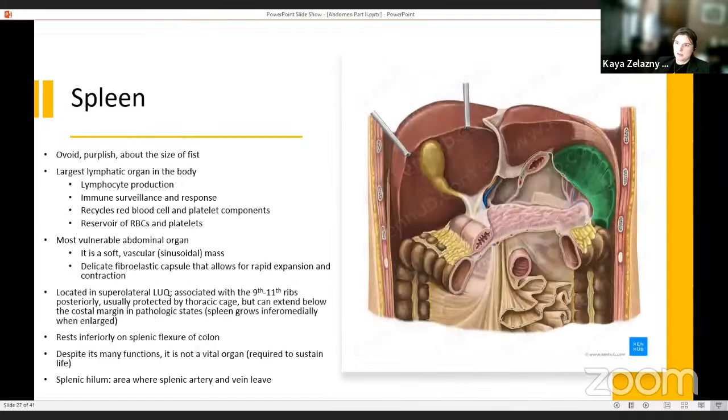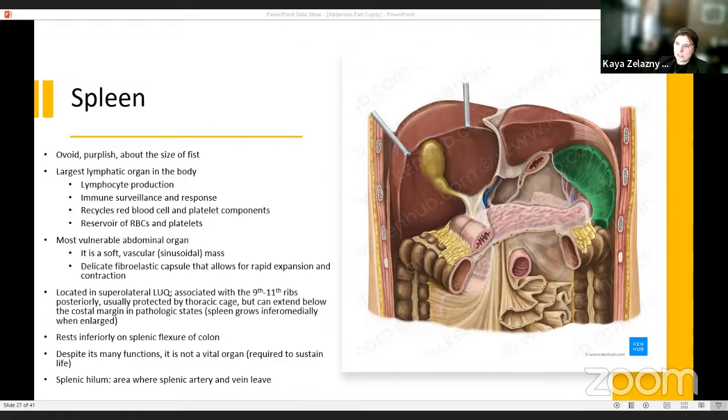All right. So we are now going to talk about some of our accessory organs, or other organs in the abdomen. We've gone through the digestive tract. Today, we're also going to talk about the spleen, the liver, the gallbladder, and a little bit about the pancreas. So we're going to start with the spleen.